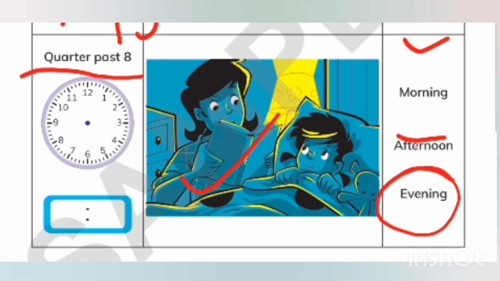It is very easy. Quarter past means 15. How many minutes are there? 15, and 15 minutes will come on 3, so the big needle will be on 3, and the small needle will be on 8, and here we will write 8:15. Okay, so it is very easy. Okay guys, it is very easy.